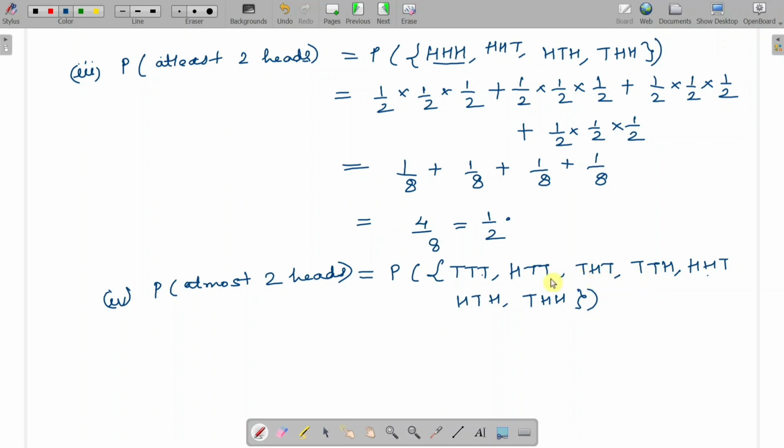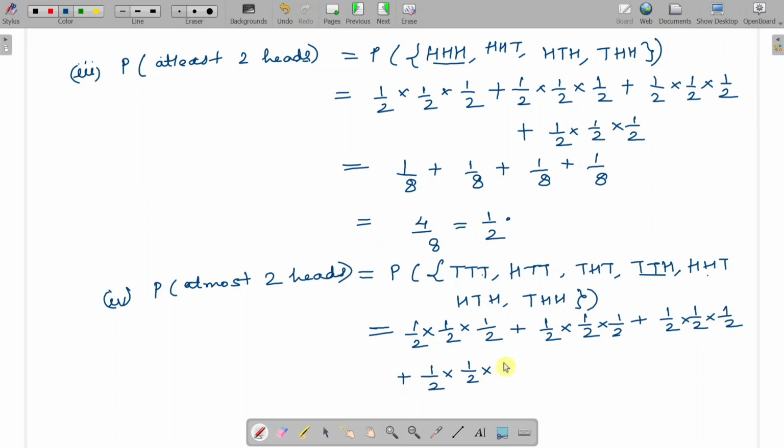So at most two heads, right? So what we will get is half into half into half, okay, plus half into half into half plus half into half into half, and for the fourth one half into half into half plus, for fifth one half into half into half, for sixth one half into half into half, for seventh one half into half into half. So what we will get is 7/8, okay.